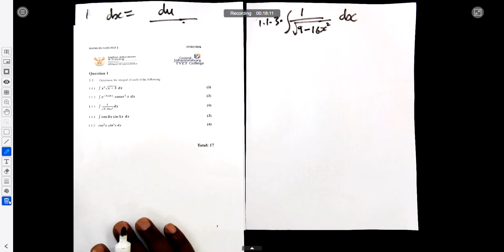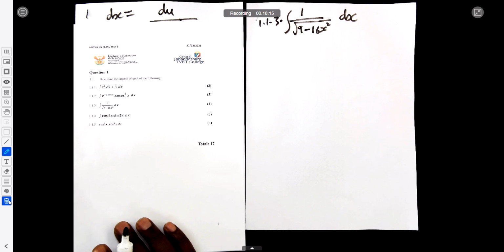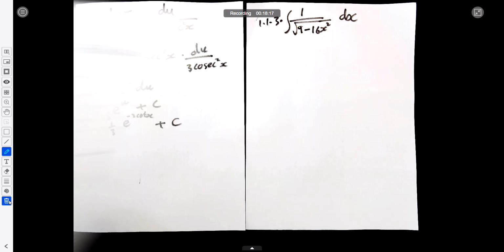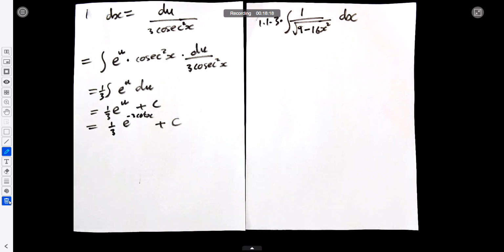So it was 1 over root 9 minus 16x squared, dx. So please try and utilize your formula sheet. In most cases, your formula sheet must be your friend. Even now, it must be your friend. Because when I ask something, you must have an idea, but at the end, confirm using your formula sheet.